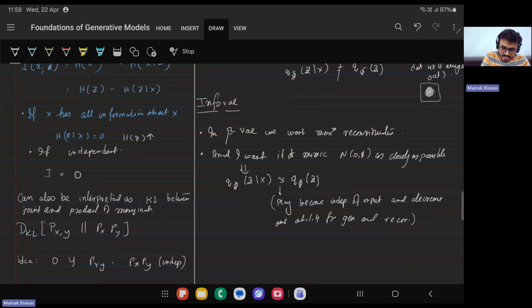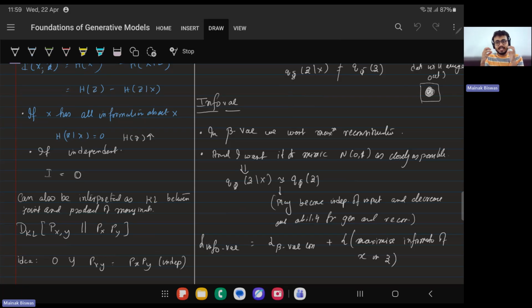The info-VAE says that, okay, I will have the beta-VAE loss and I will add a loss that maximizes the information of X in Z. Since the KL divergence term is forcing less information of X in Z because the distributions are coming close to one another, I will add an extra term in the loss objective, which will compensate for the loss of information in Z.